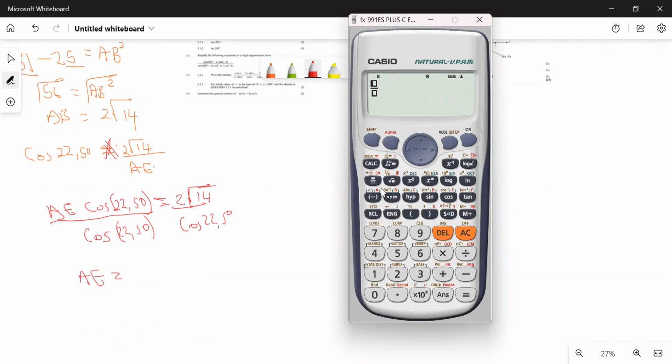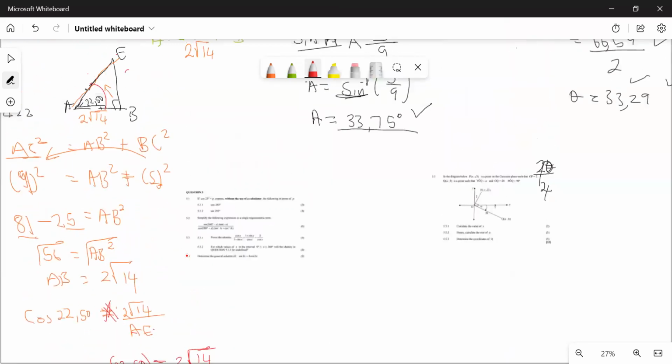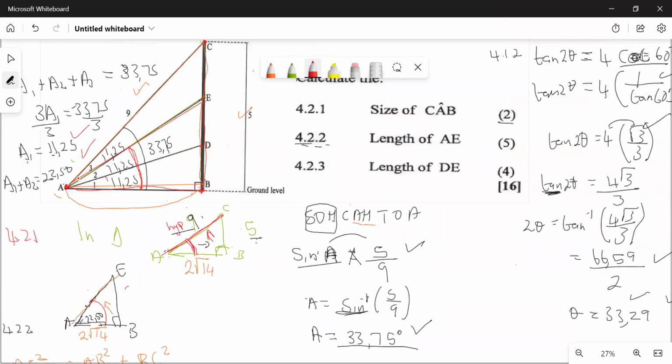Now we have the answer, 2 root 14 all over the cos of 22,5. It gives us that AE is going to be 8,10. Let's put it here. We know this thing here: from A to E it's 8,10. Okay, so far so good.